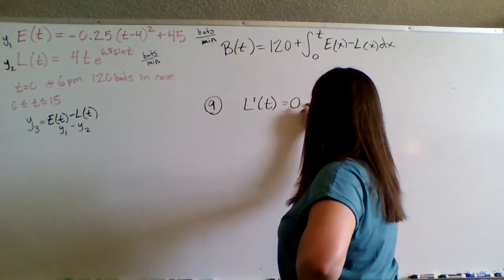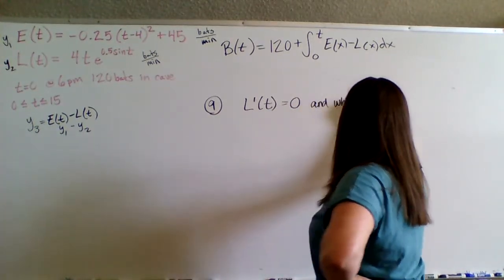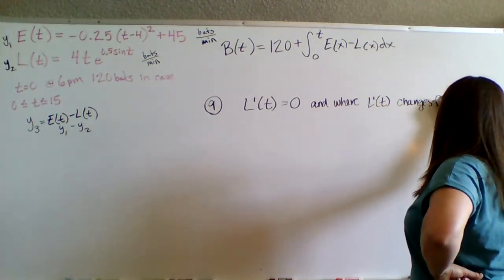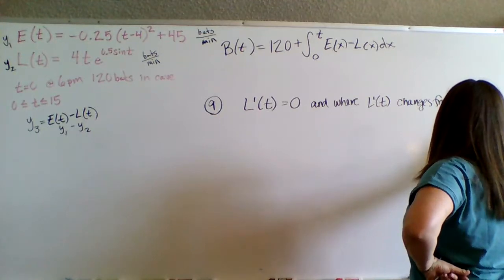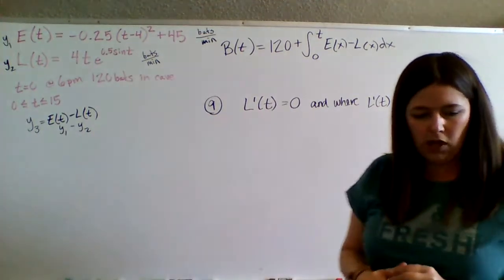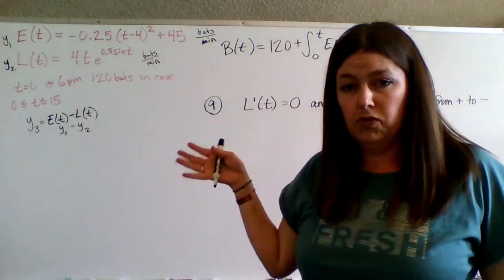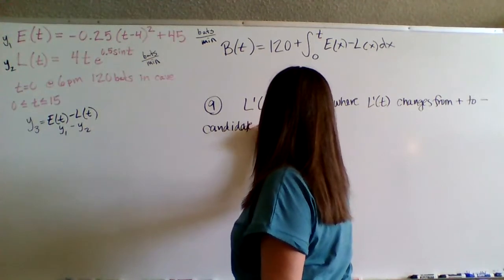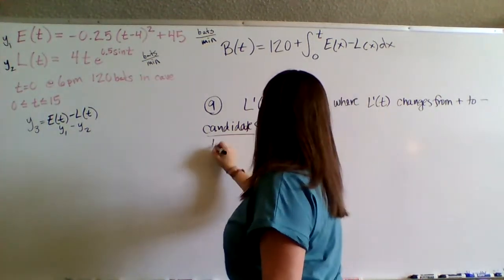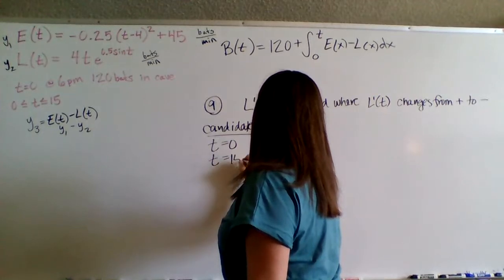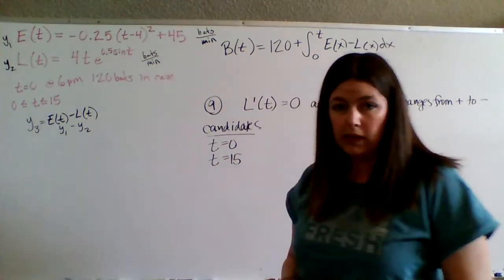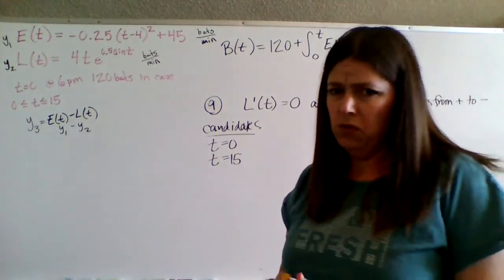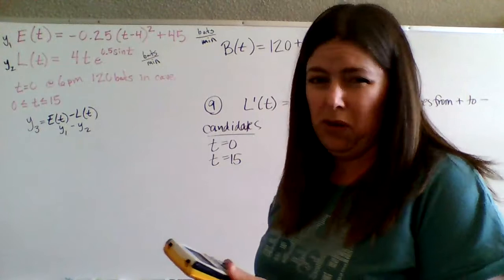And not only do we want that, but also where L prime of T changes or switches from positive to negative. And since we still know we're talking about just this time from 0 to 15, if we're still thinking about the candidates, once I find this set, right, then I still want to test the 0 and the 15 into that too. And doing the candidates test is how you justify with EVT. You have to give them a conclusion because they're not going to just assume you know what's biggest and smallest. So this is going to be crazy calculator work.